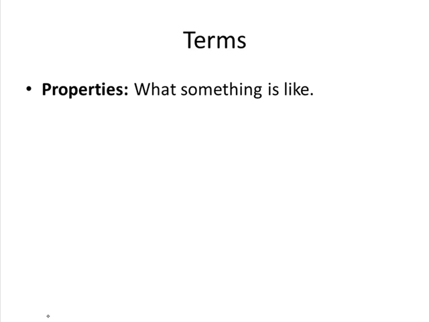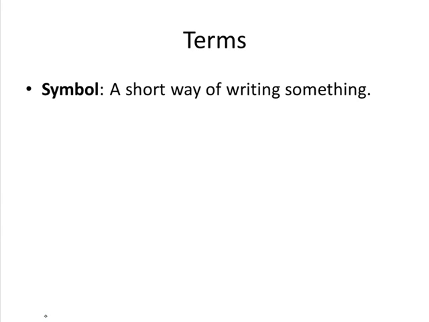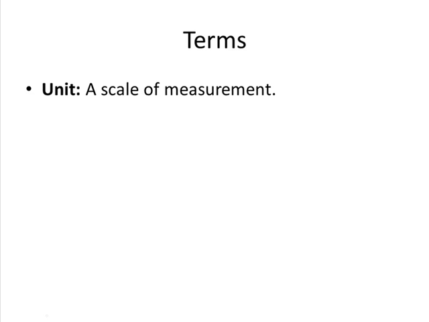Properties, symbols, and units. Let's first look at some terms. A property is what something is like. A symbol is a shorthand way of writing something, and a unit is a scale of measurement. We are going to look at some examples which will make these words clearer.